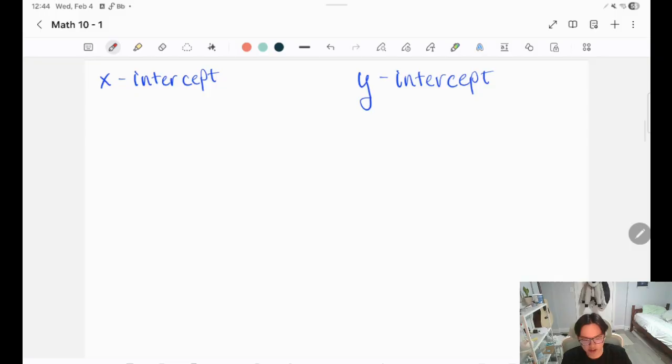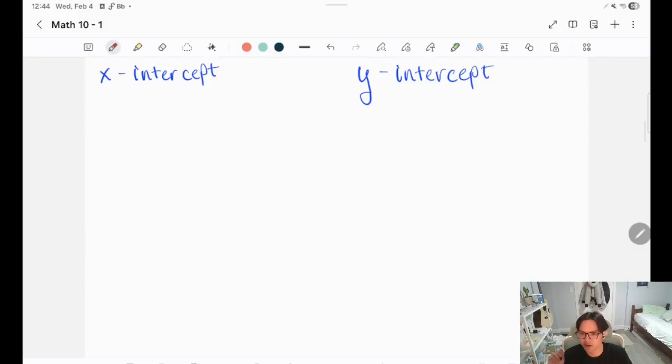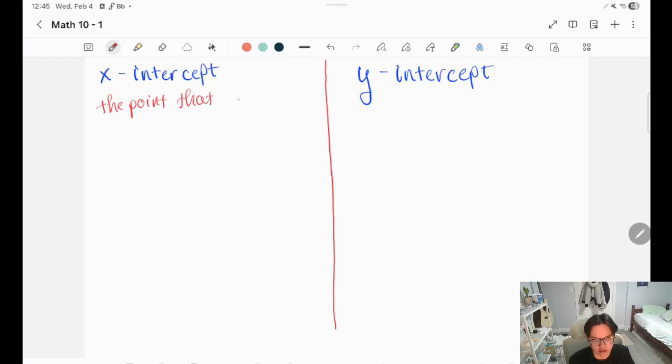So the second topic here is what are the x-intercept and y-intercept. So what is the x-intercept? At first I just divided the board by 2. Okay, so the x-intercept here is the point that a function touches the x-axis. Then the y-intercept is the same thing, but it cuts the y-axis.